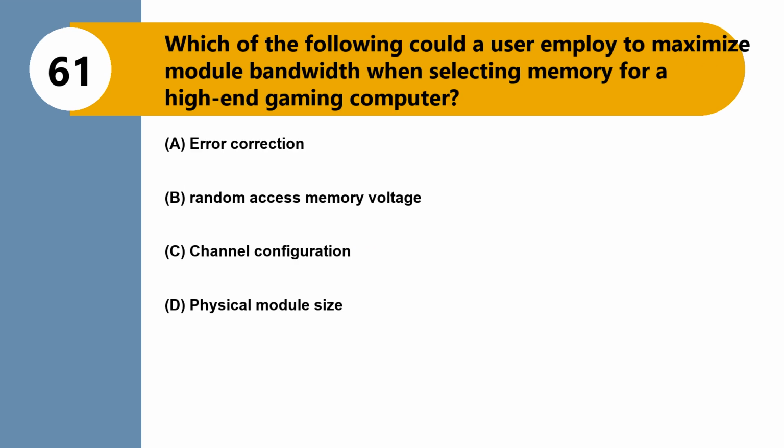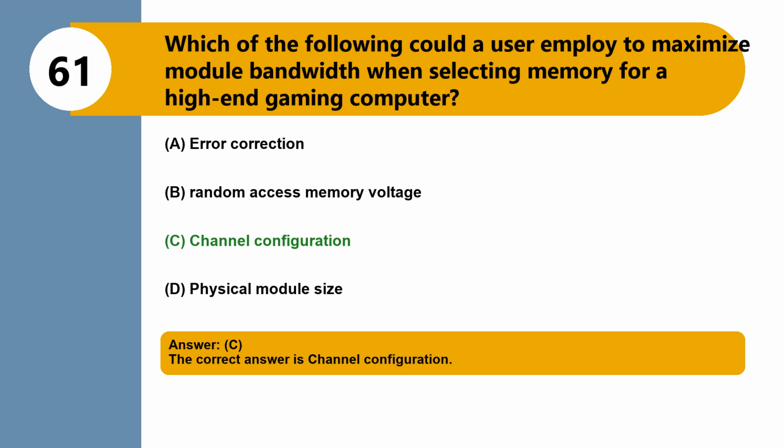Question 61. Which of the following could a user employ to maximize module bandwidth when selecting memory for a high-end gaming computer? Option A, error correction. Option B, random access memory voltage. Option C, channel configuration. Option D, physical module size. The correct answer is option C, channel configuration.